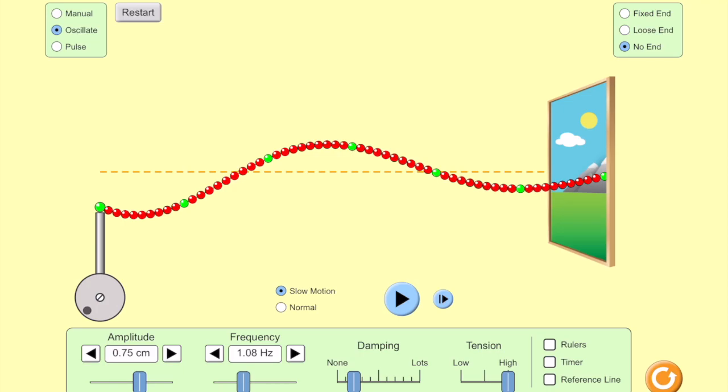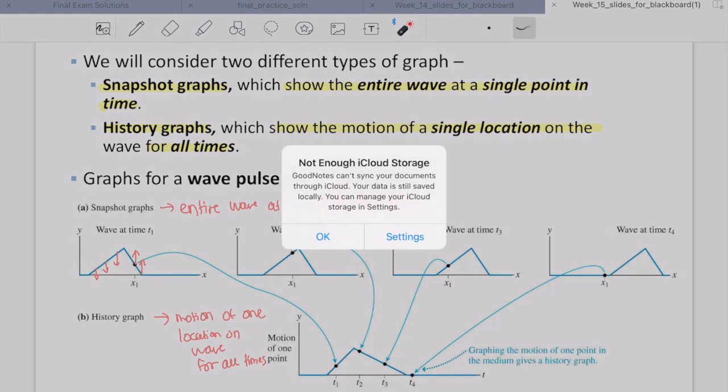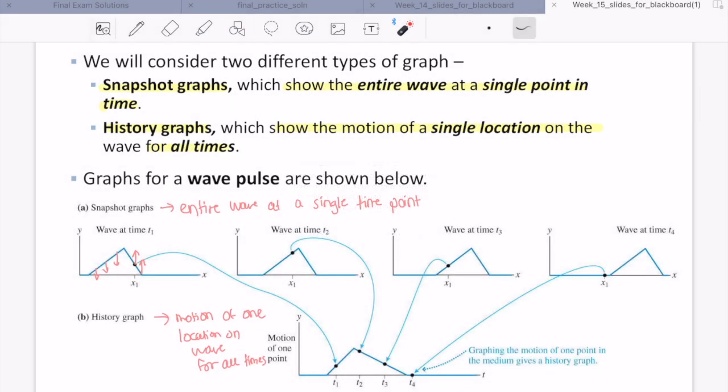So hopefully that makes a little more sense with regards to snapshot and history graphs. The concepts themselves aren't hard to understand, in my opinion. It's just that converting between snapshot and history graphs is where things fall apart.